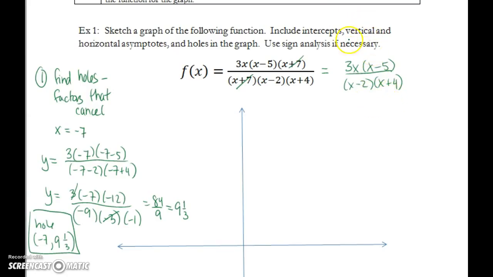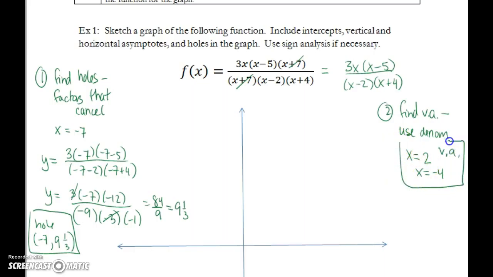The second thing that we want to do is find your vertical asymptotes. We'll use VA for vertical asymptotes, and to find the vertical asymptotes, we use the denominator. So factors in the denominator that didn't cancel are x minus 2 and x plus 4. Those give us the vertical asymptotes of x equals 2 and x equals -4. So that is where our vertical asymptotes are located.